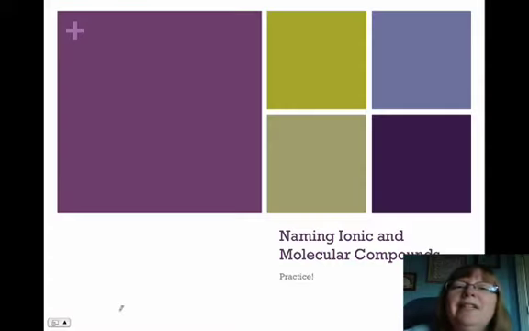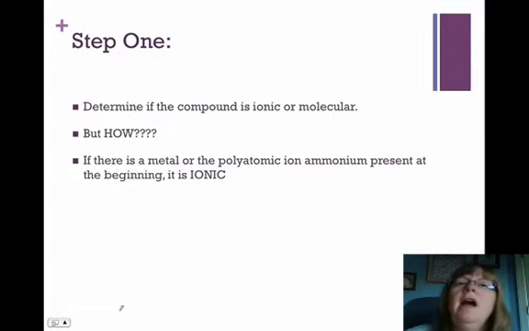Hi, we're still in Unit 6, and this is Video 6, and we're going to practice naming ionic and molecular compounds. We are not going to learn anything new, we're just going to try to tie everything together and practice. All right, the very first step in naming these compounds is to determine if it's an ionic or a molecular compound. But how are you going to tell?